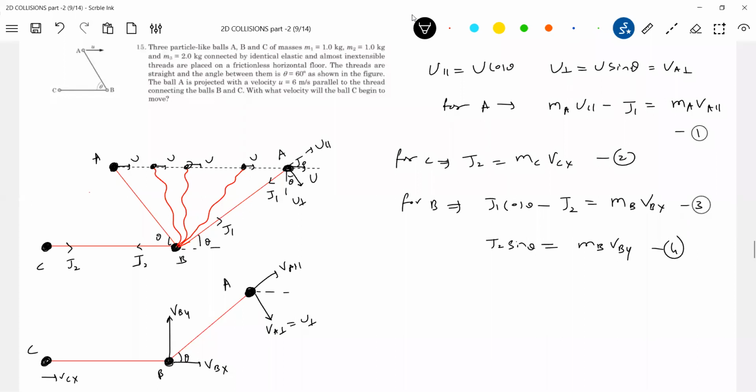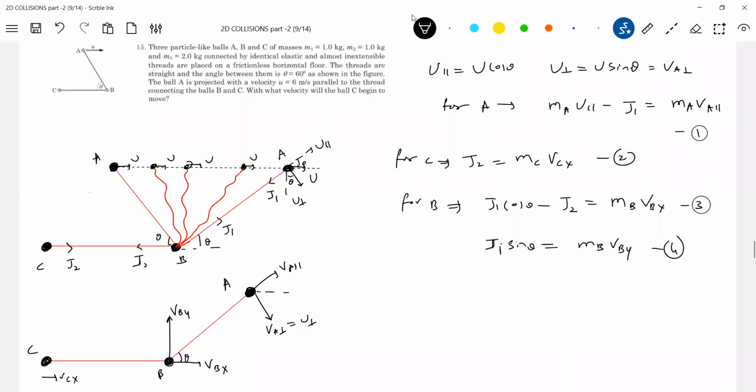Sir, in the fourth equation, shouldn't that be J1 sin theta? What did I write? J2. Okay, sir. Fourth equation, symbol: J1 sin theta equal to MB VBY. Okay, fine. Yeah. Now, what to do next after this?